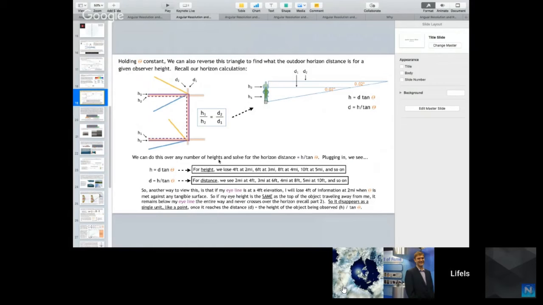So I can do this for any number of distances to solve for height or distance using this theta. And so for height, again, we already mentioned, I lose 4 feet at 2 miles, 6 feet at 3 miles. The corollary to that is for distance, I see 2 miles at 4 foot elevation. I see 3 miles at a 6 foot elevation. I see 4 at 8 and so on. Okay.